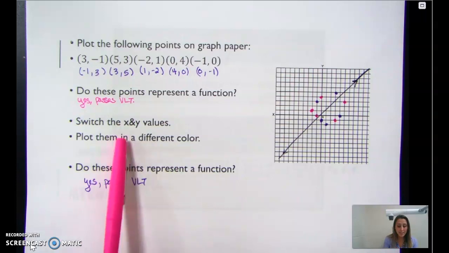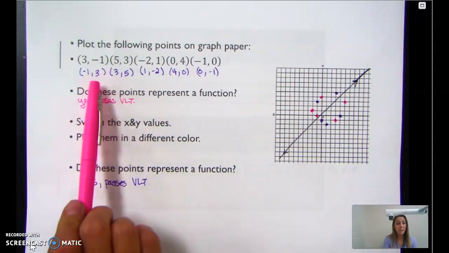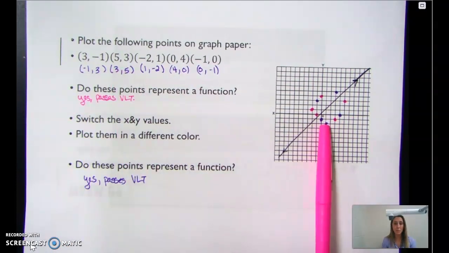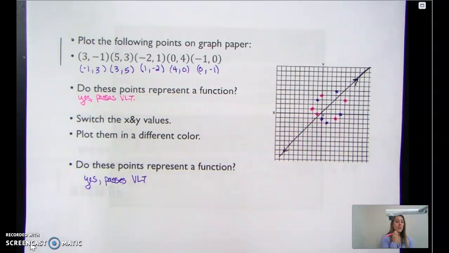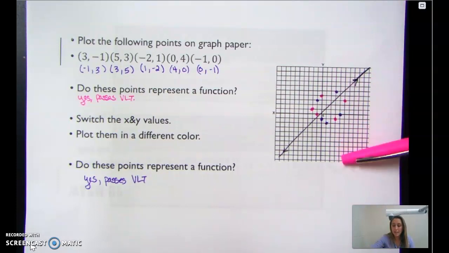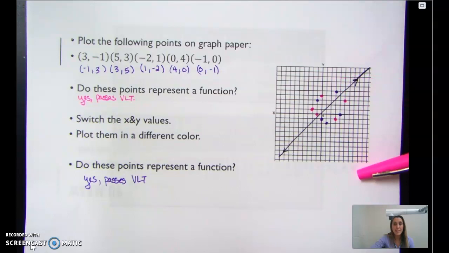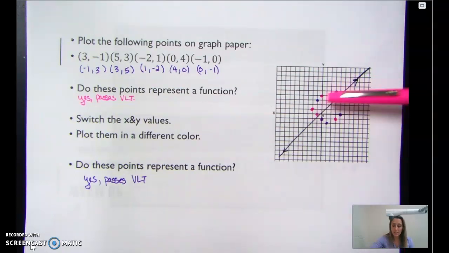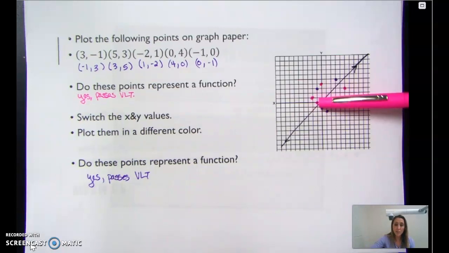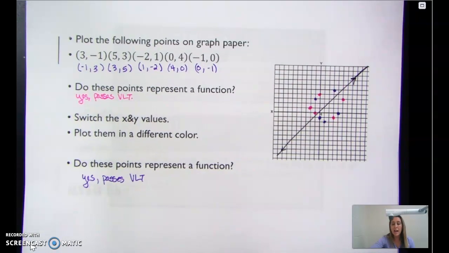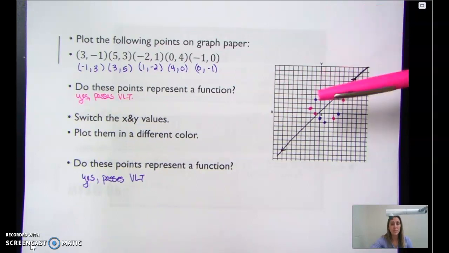Then I went ahead and I switched the x and the y values. So I did that in purple, and then I plotted them in purple. If I draw a straight vertical line through any of the purple ones, then yes, it does pass the vertical line test. Now, I'm not looking at the pink and the purple together, because obviously that would not pass the vertical line test. I'm just looking at individually the purple.